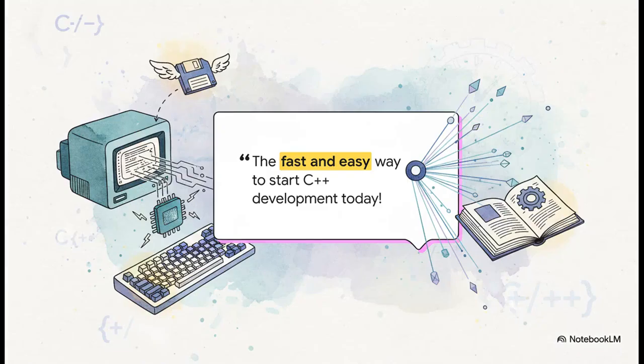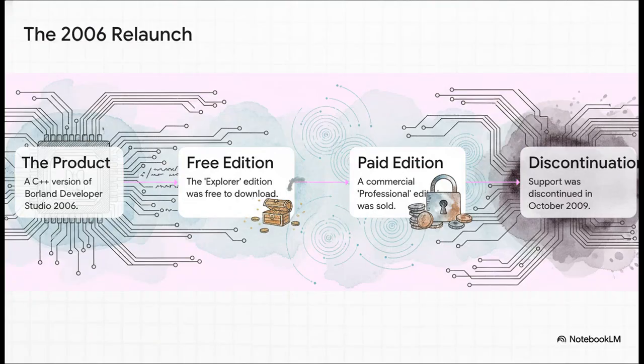And check out the marketing slogan: the fast and easy way to start C++ development today. See, they were totally trying to recapture that original magic, that feeling of making programming easy and accessible for a whole new generation. So what was this new 2006 version really? Well, it was basically a stripped-down, C++-only version of their big professional suite, Borland Developer Studio. They even had a free Explorer edition, which was awesome, but the comeback didn't last. By October 2009, it was gone again. The revival was officially over.